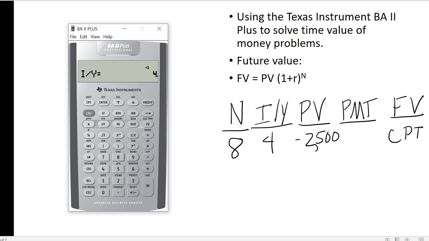Now, there's a trick with the calculator for negatives. You put your number in first, and then you make it negative. And please note that it's the plus/minus sign at the bottom, not the minus sign on the calculator. And we press PV. And now we want to compute future value, so we press compute and future value, and your answer is you would have $3,421.42 in 8 years under this circumstance.